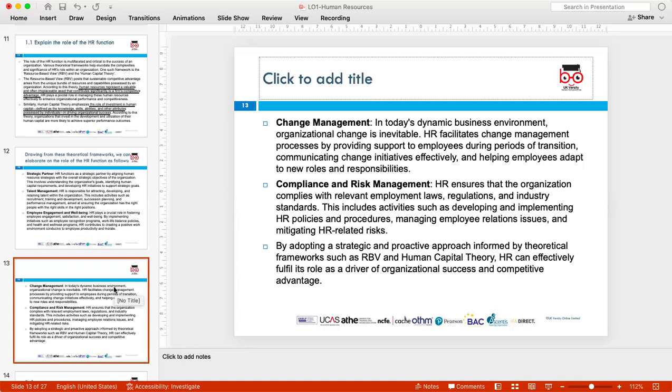Compliance and risk management. HR ensures that the organization complies with relevant employment laws, regulations, and industry standards. Understanding the HR's role helps in mitigating legal risk and avoiding costly lawsuits. This includes activities such as developing and implementing HR policies and procedures, managing employee relations issues, and mitigating HR-related risks. By adopting a strategic and proactive approach informed by theoretical frameworks such as RBV and human capital theory, HR can effectively fulfill its role as the driver of organizational success and competitive advantage.